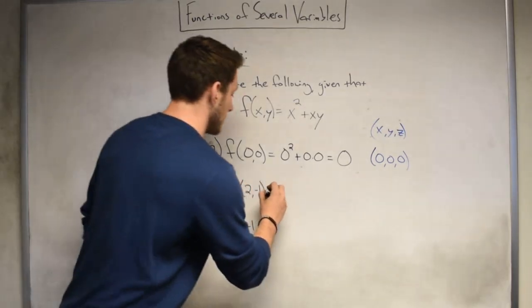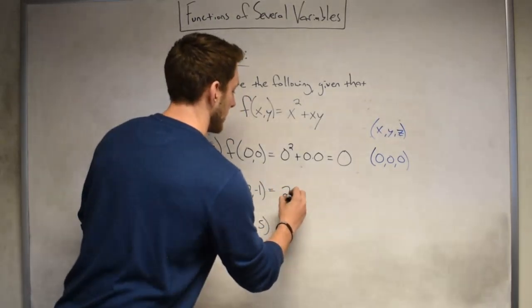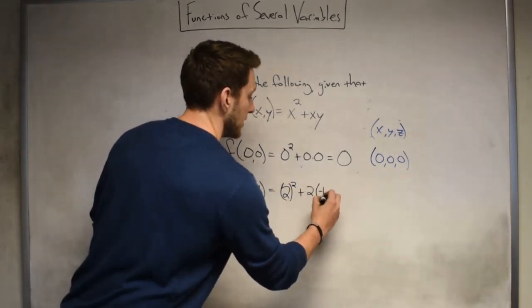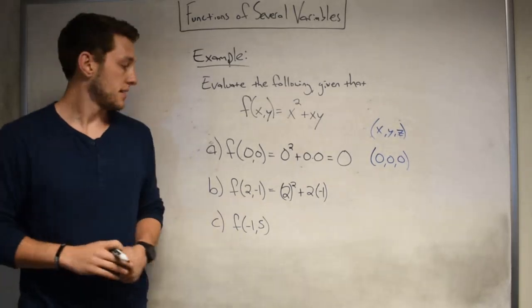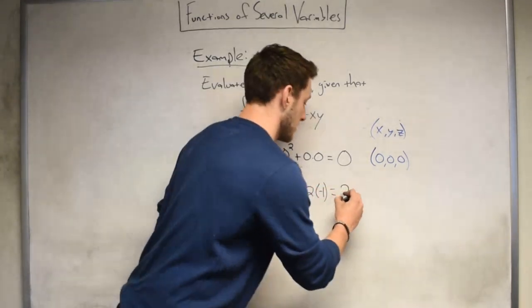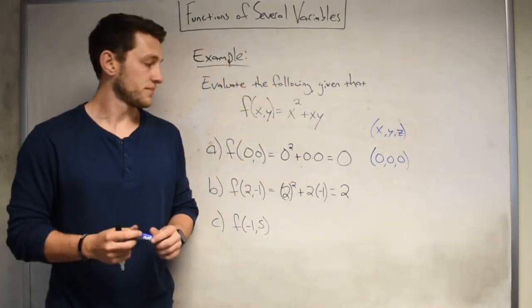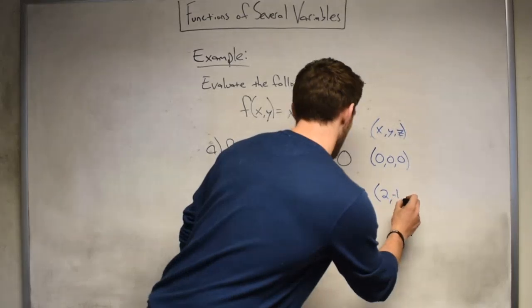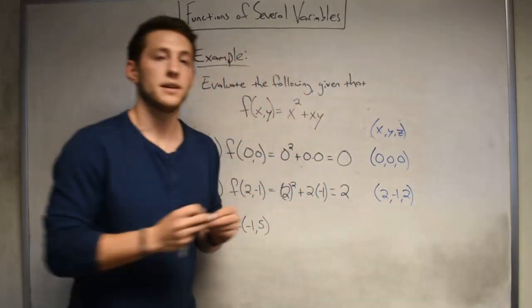f of 2 comma negative 1 is given by, well, plug in 2 for x, 2 squared, plus 2 times negative 1, plugging in negative 1 for y. So what do we get? We get 4 minus 2. This gives me 2. So therefore the point 2 comma negative 1 comma 2 is a point on our map.